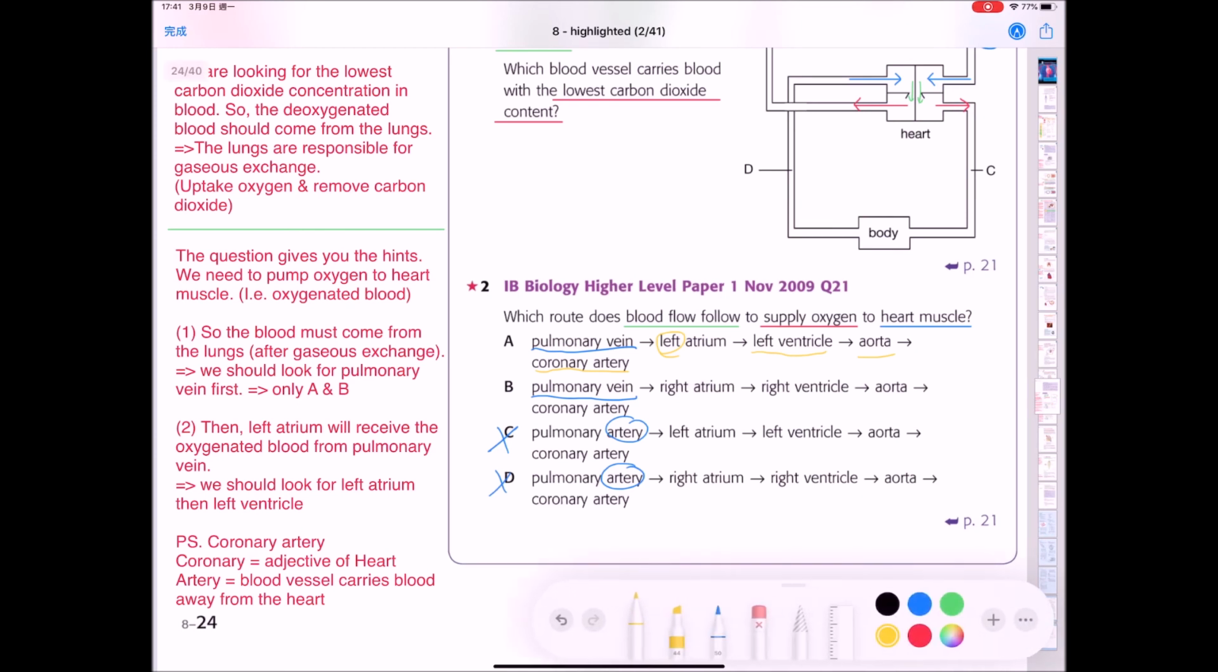For this question, the key point is that you need to be able to determine what the blood content is, and we know that it should be a high level of oxygen. Also, it should come from the pulmonary vein and then go to the left-hand side of our heart structure. That's the logic and the focus of this question.